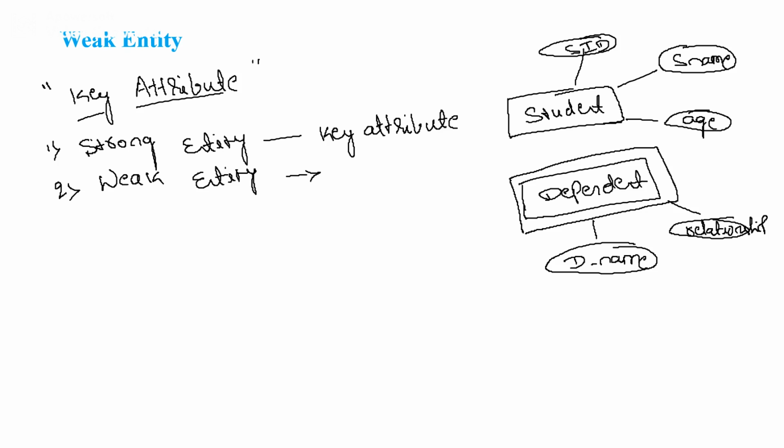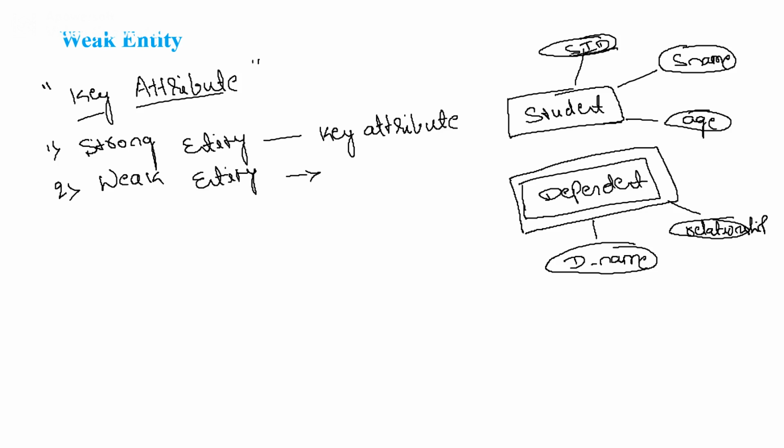So dependent is an example of a weak entity type. The strong entity type example is student, because the student entity type has a key attribute, SID, the primary key. Dependent is a weak entity type which does not have a key attribute of its own. To identify the entities of the weak entity type, we connect to the strong entity type. For example, to extract the attribute values of D name and dependent relationship, I need to refer to the strong entity type. I have to connect the weak entity to a strong entity, and then I can retrieve the values of the weak entity type.